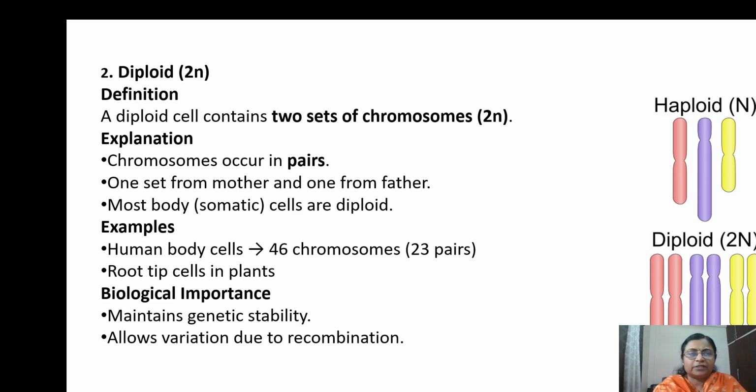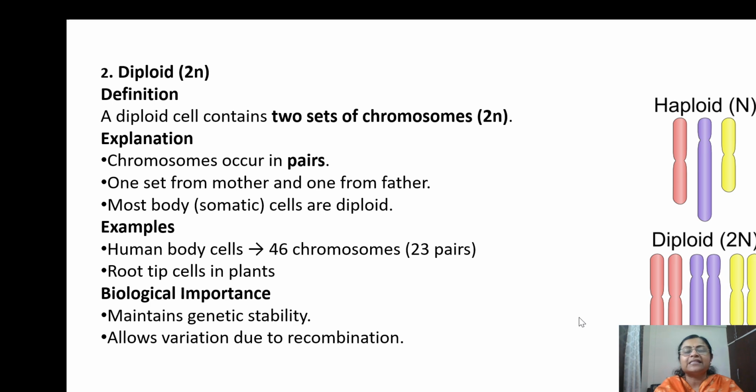Then diploid cell. A diploid cell contains two sets of chromosomes. In the second image you can observe that each set is in a doubled manner. So two sets of chromosomes are designated as 2n. Let's see some explanation. Here what happens? Chromosomes occur in pairs. One set of the chromosome comes from the mother and another comes from the father.